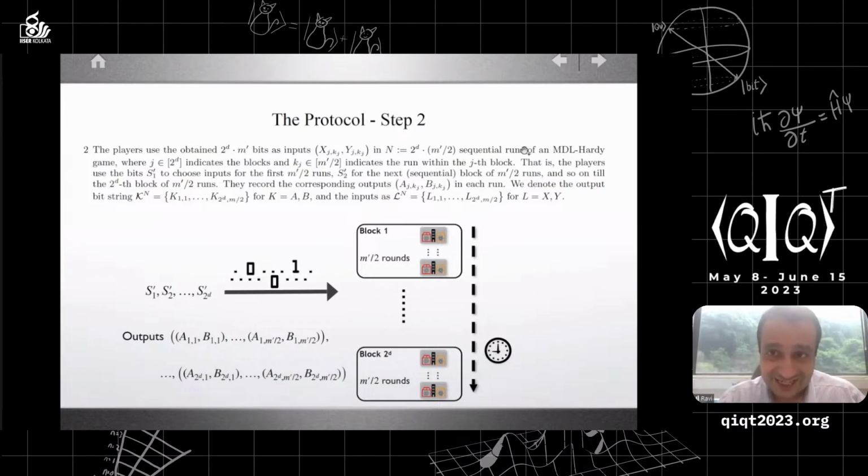Importantly, we run this in sequence. In the first block, we use the first S1 prime to choose the measurement settings in block 1. We choose S2 prime, which is another block of m prime bits, to choose the measurement settings in block 2, and so on until the 2^D-th block, where we will use the bits from S_{2^D} prime to choose the measurement settings. And we record all the outputs in each of these runs.